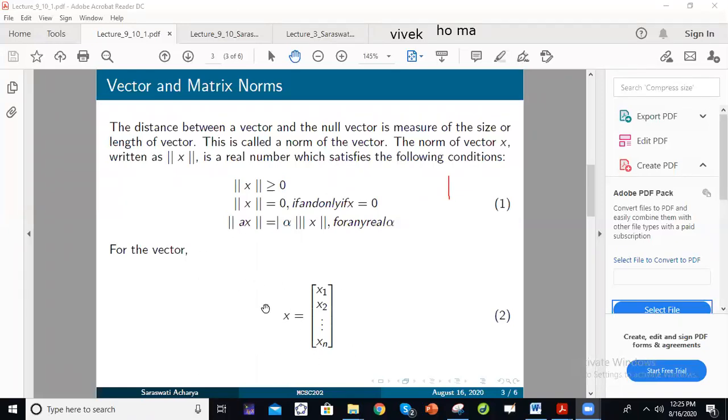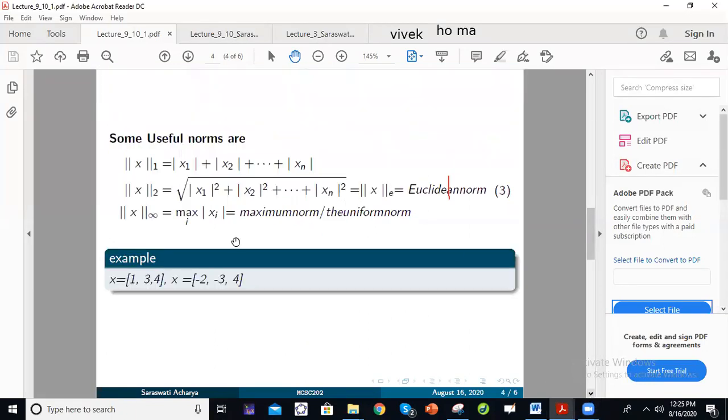For the vector x, what is the norm? x1, x2 to xn, we have this vector. Some useful norms: one norm, we call this the one norm, absolute of x1 plus absolute of x2 plus absolute of xn. We call this the one norm. Then two norm, we call it the Euclidean norm. You remove the red line.